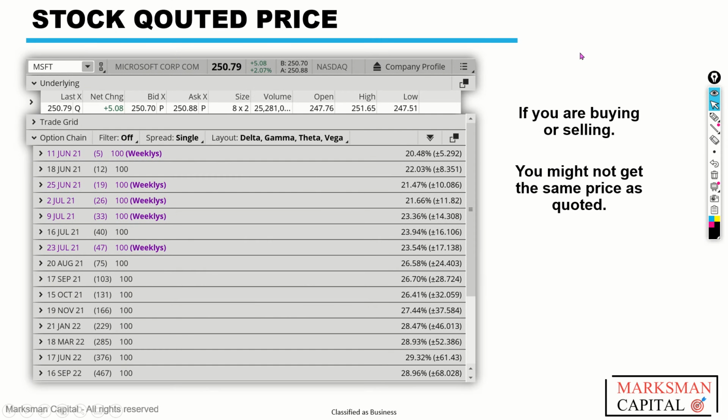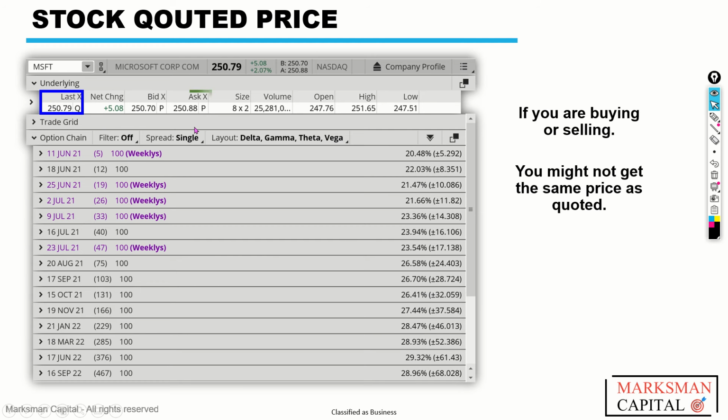So let's say, for instance, if you open up your trading platform, and if you go to the trade option, this is what you can see. The last transacted price of Microsoft will be 250.79. But that doesn't mean if you buy the stocks, you would buy it at the same price. You would actually end up buying at a higher price.